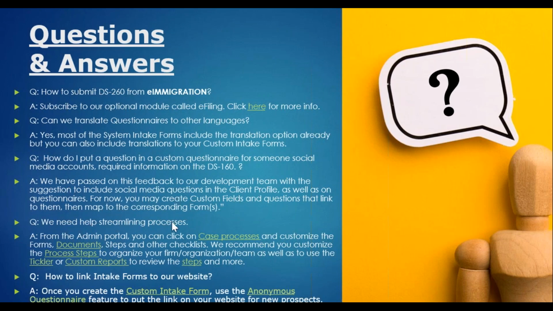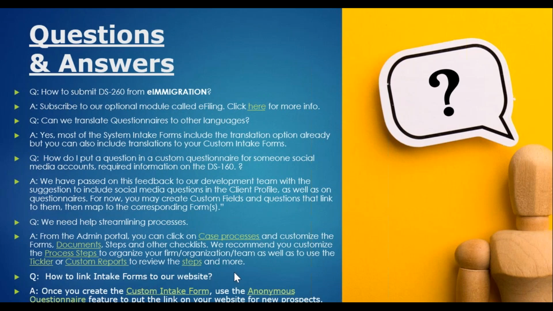We need help streamlining processes. From the admin portal, you can click on processes and customize the forms, documents, steps, everything. We also recommend you customize the process steps and use a tickler as well as custom reports to review these steps. Please know that custom reports is another optional module you need to be subscribed to. And how to link intake forms to our website?